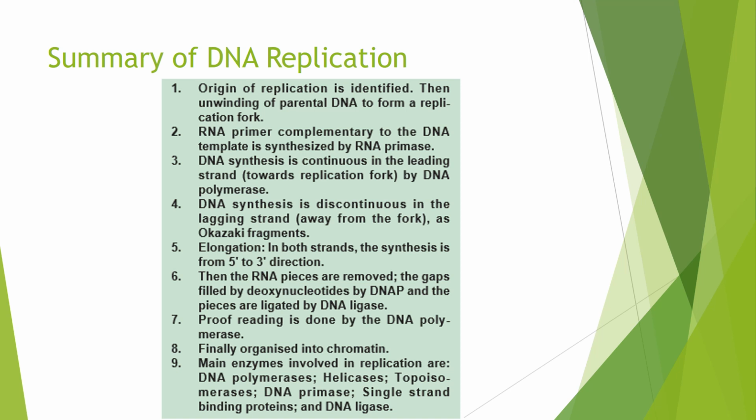Here is the summary. First of all, the origin of replication is identified. Then an RNA primer complementary to the DNA template is synthesized. Third, DNA synthesis is continuous in the leading strand towards the replication fork, and discontinuous in the lagging strand, that is away from the replication fork. In elongation, in both strands the synthesis is from 5 to 3 direction. Then the RNA pieces are removed, the gaps are filled by deoxynucleotides by DNAP, and the pieces are ligated by the DNA ligase enzyme. Means the RNA primers are removed by DNAP. Proofreading is done by DNA polymerase, and finally the DNA is organized into chromatin.